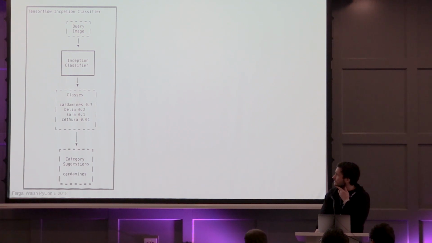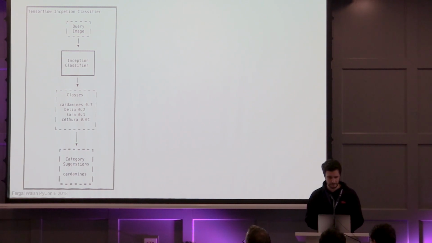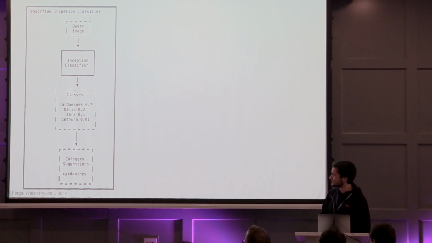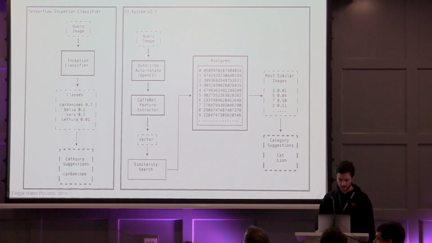So our classifier was something like this. We took a query image straight through the Inception network, which was the state of the art at that time, just another deep neural network. Again, we treat it as a black box. We get out some classes, and then we threshold those, and then we return some suggestions to the users.